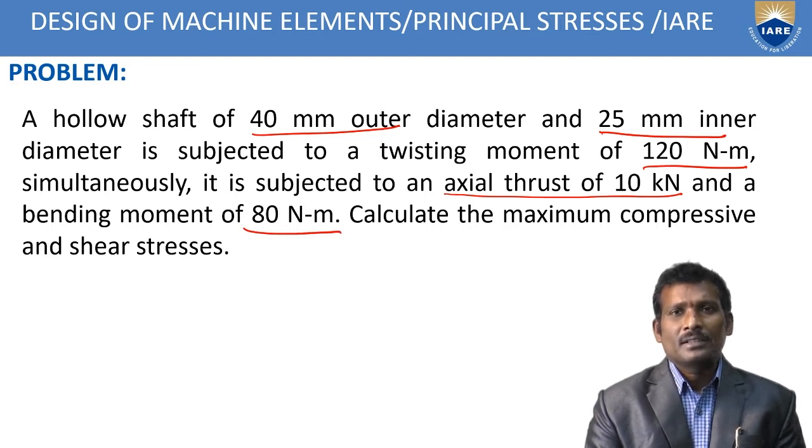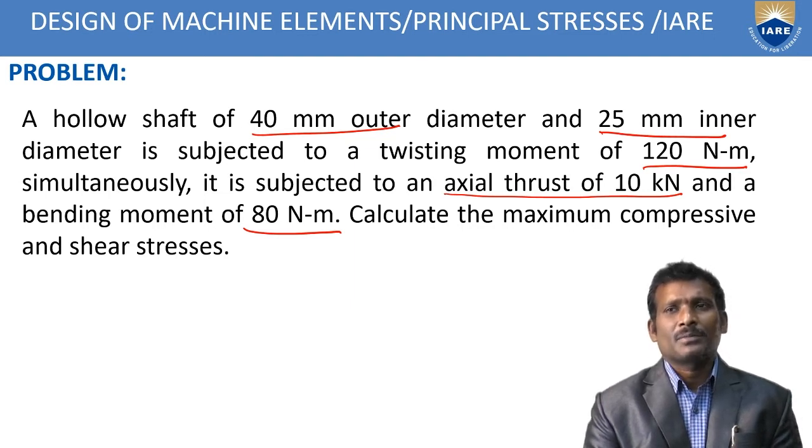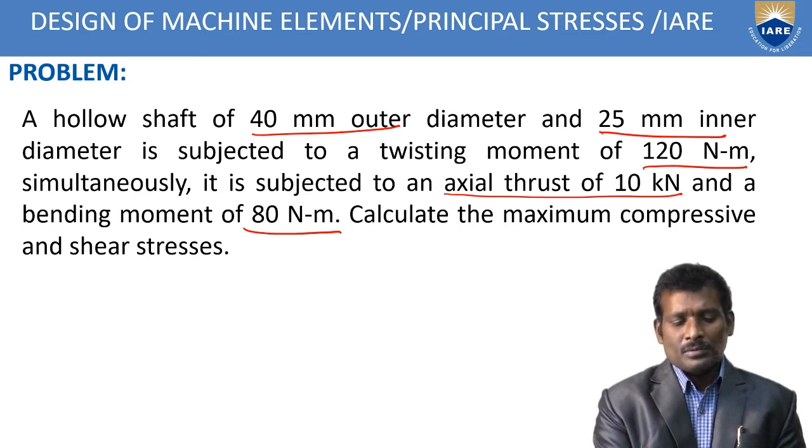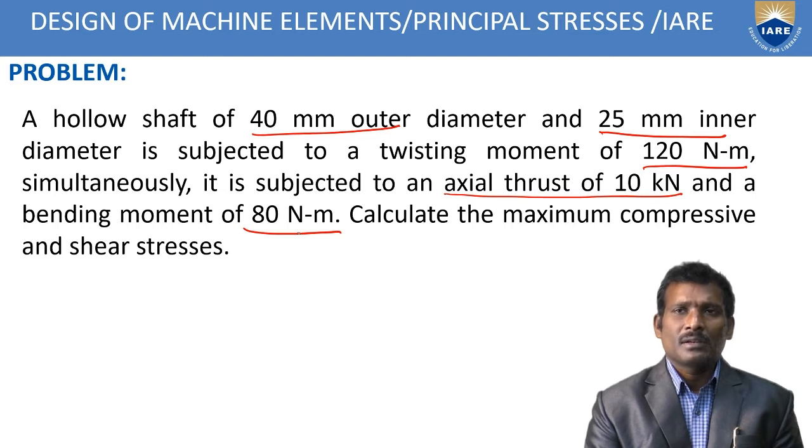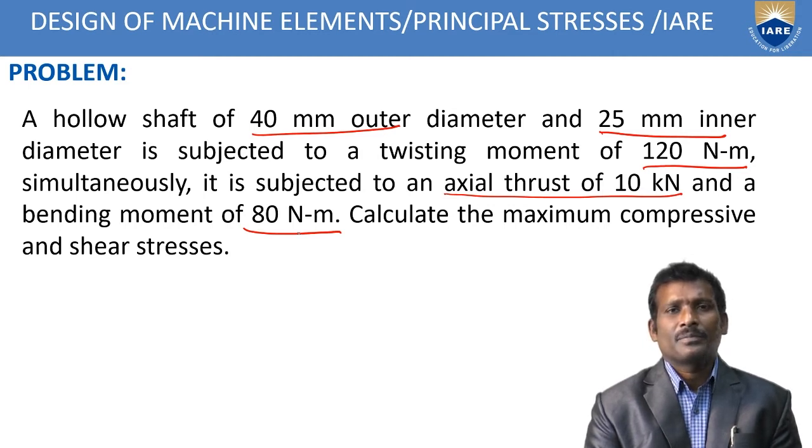See, here the hollow shaft has outer diameter 40 mm and inner diameter 25 mm. It is subjected to a twisting moment, torsion, of 120 Newton meter, as well as the axial thrust of 10 kilonewtons, and a bending moment of 80 Newton meters also acting. So one is direct load, direct stress, another one is torsion, the other one is bending. Here the combined stresses are acting on a hollow shaft.